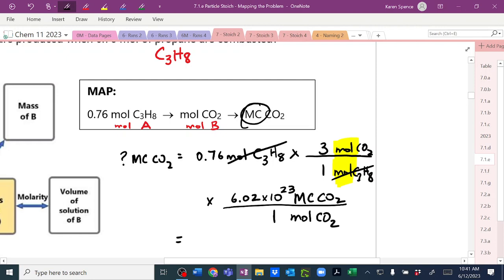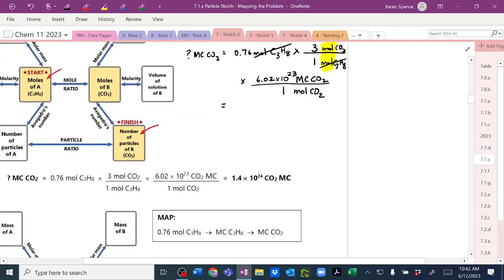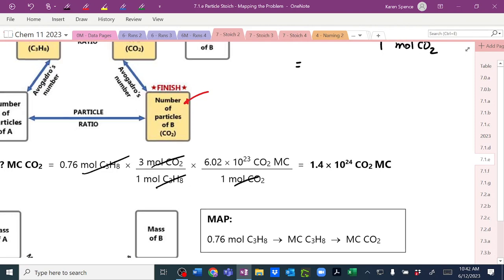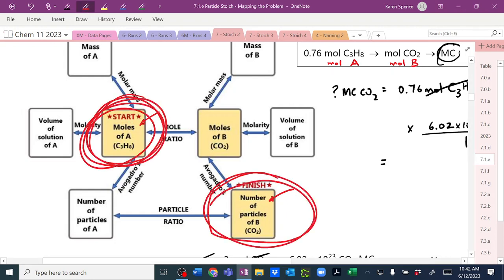All right, we do our math and we get, I'm going to cheat because I believe the math is down here. Yes, it is. Okay, so there's our same calculation that we just did. We get 1.4 times 10 to the 24 CO2 molecules. Now, it is possible to take a different route. If we are starting here and finishing here, what's the other route we could take?